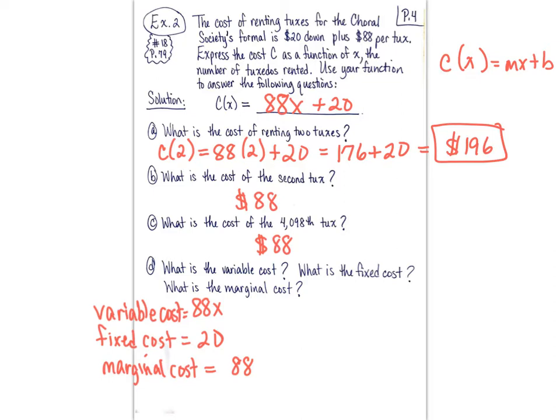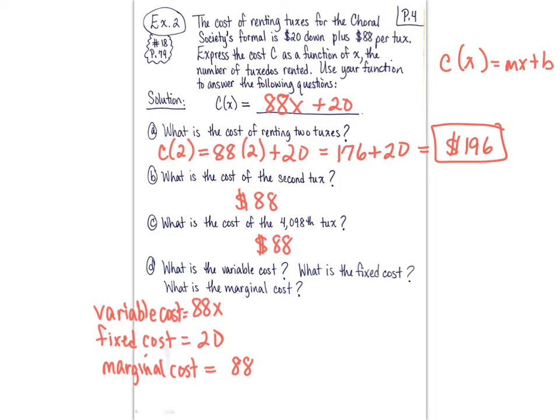Now, we went through parts A through D. We answered, what is the cost of renting 2 tuxes? Well, that means we need to substitute 2 into our cost function C of X to find 88 times 2 plus 20 is equal to $196. So that means that the cost of renting 2 tuxes would be $196.